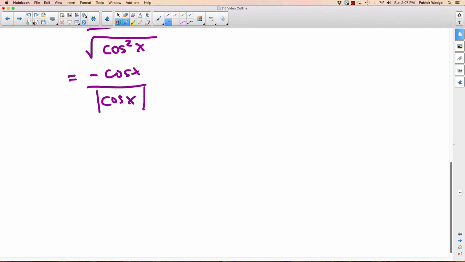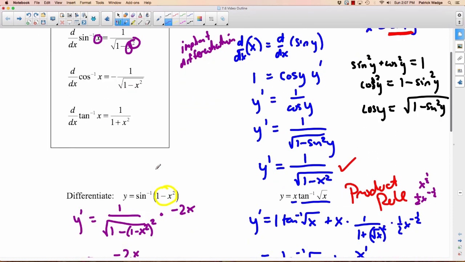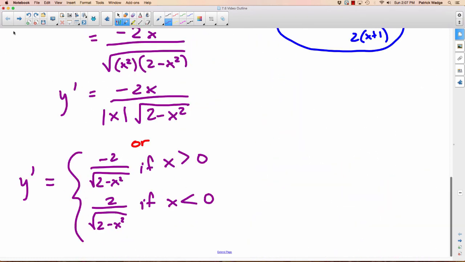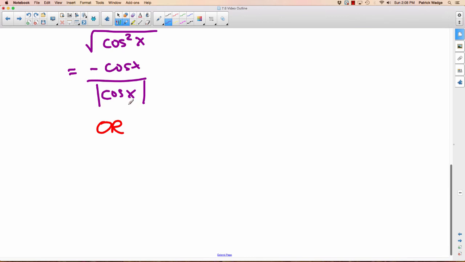Let's see if we can answer it that other way like we did down here. Let's try to do this as well. So again, there's three possibilities. Either cos x equals 0, which isn't possible because you'd be dividing by 0, or cosine x is greater than 0, or cosine x is less than 0.